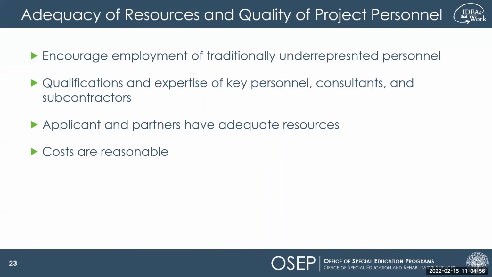In the adequacy of resources and quality of project personnel section, the narrative should demonstrate how the proposed project will encourage applications for employment from persons who are members of groups that have traditionally been underrepresented based on race, color, national origin, gender, age, or disability as appropriate. The proposed key project personnel, consultants, and subcontractors have the qualifications and experience to carry out the proposed activities and achieve the project's intended outcomes. The applicant and any key partners have adequate resources to carry out the proposed activities, and the proposed costs are reasonable in relation to the anticipated results and benefits.